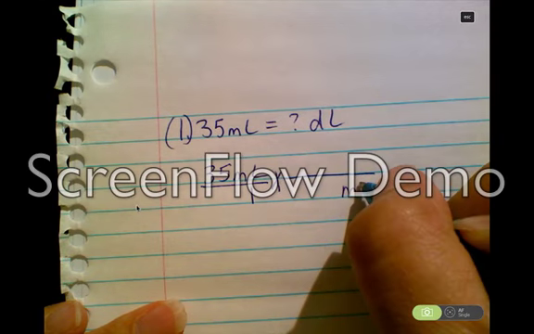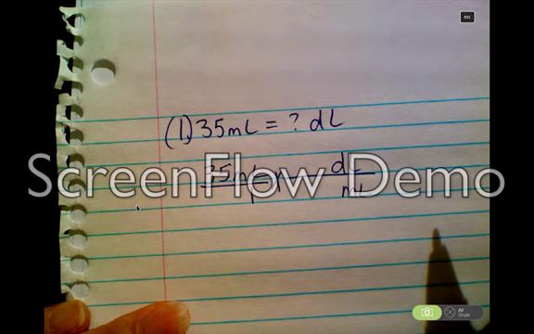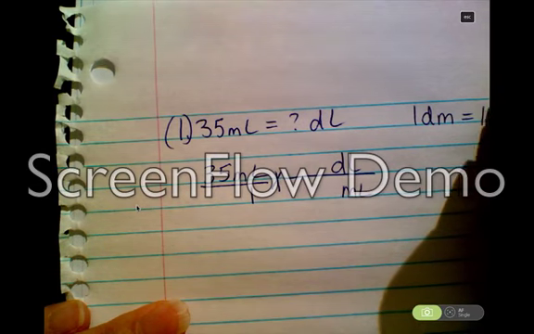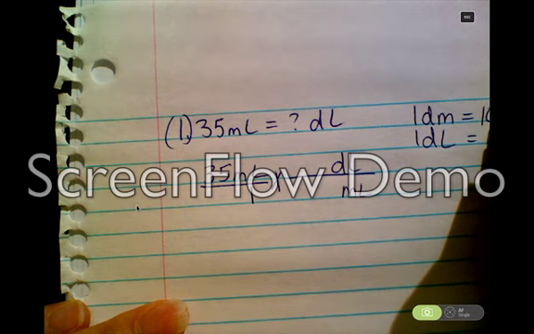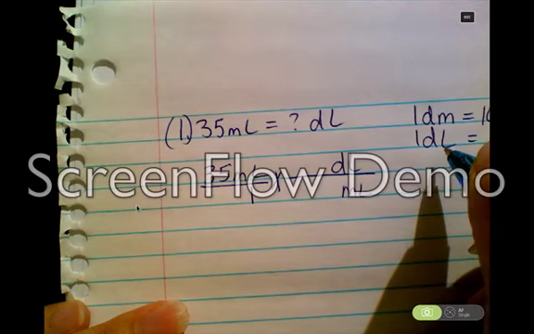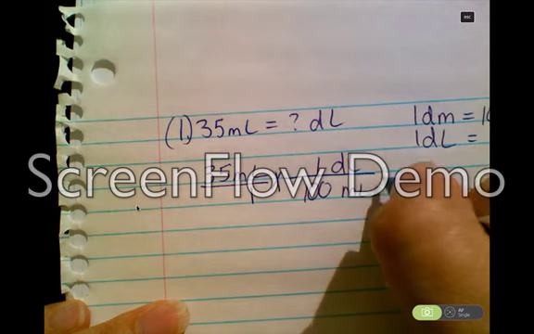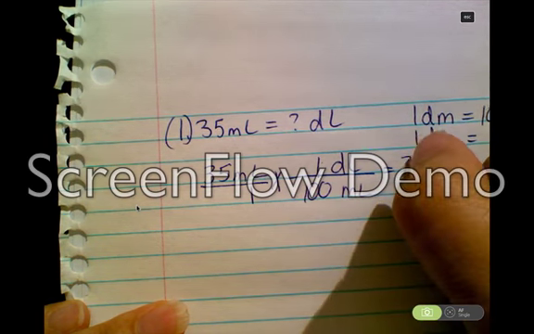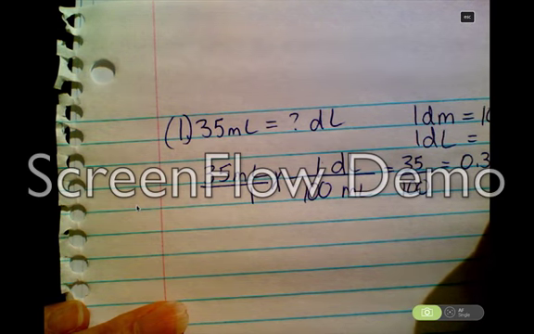I need milliliters to cancel out, and I want deciliters to be on top. If I look at my metric chart that we just went over, I see that 1 decimeter is equal to 100 millimeters. We wrote that before, so that means that 1 deciliter is equal to 100 milliliters also. So 100 milliliters is to 1 deciliter means that I'm doing 35 times 1 divided by 100. In other words, 35 over 100, which is 0.35 deciliters.